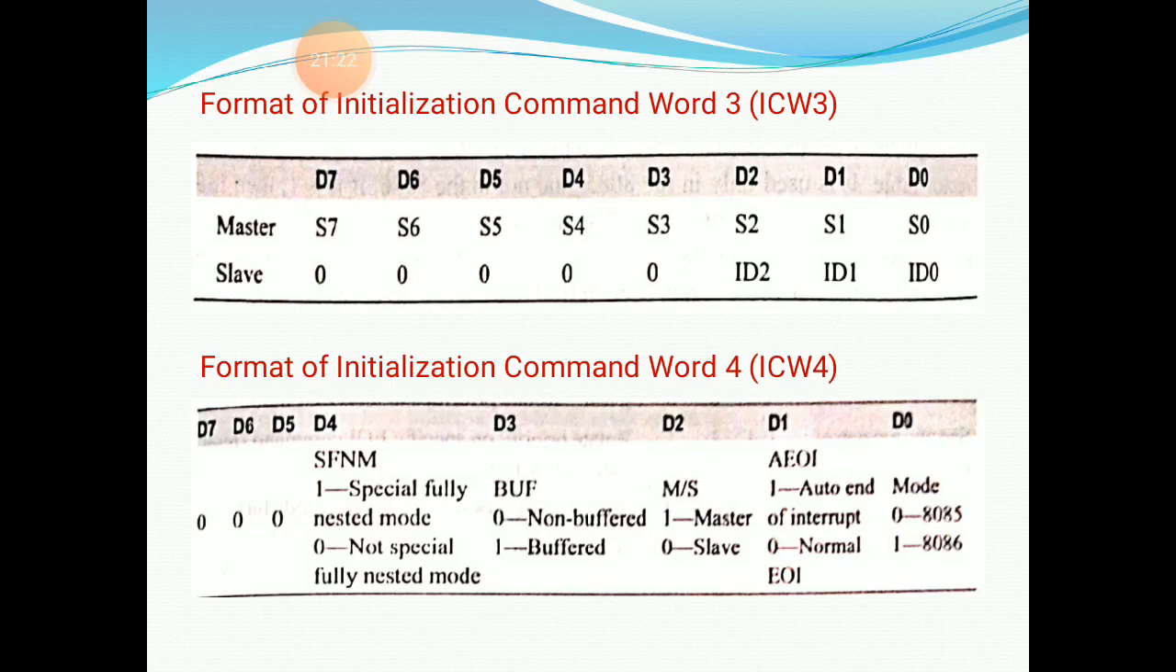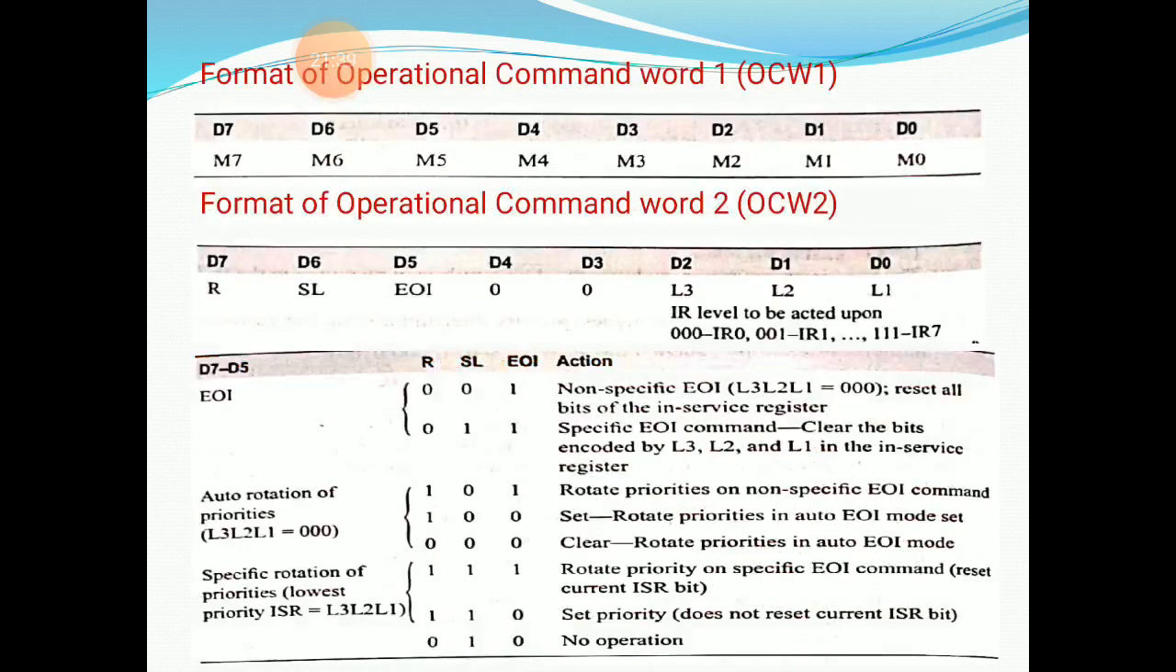So these are the 4 initialization command words. The first commands, ICW1 and ICW2, are required for IC 8259, and ICW3 and ICW4 may be optional. That depends upon the ICW1 format. Now let us see the operational command words. Those are OCW1, OCW2 and OCW3.